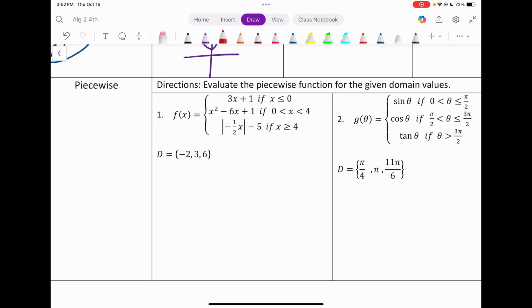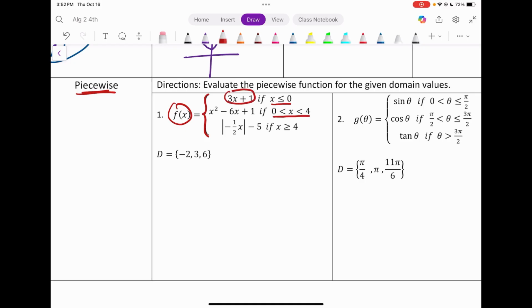Piecewise functions. A piecewise function looks like this. f of x is equal to, and what it's going to have is different parameters on what you're going to plug in and where you're going to plug it in. So notice our if statements over here. It says if x is less than or equal to 0, if the input is below 0 or equal to 0, we're going to plug it in here.